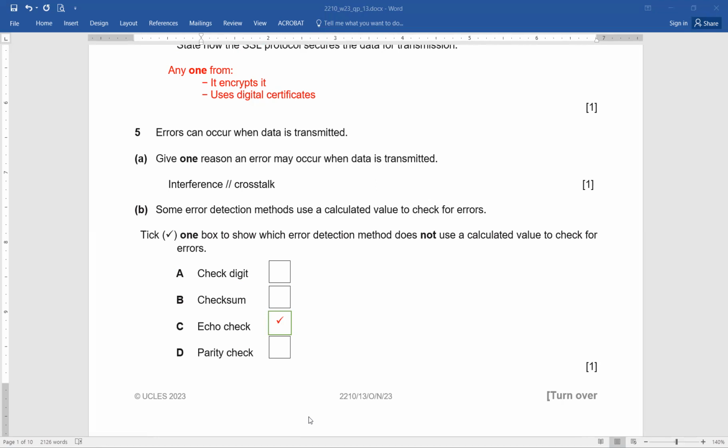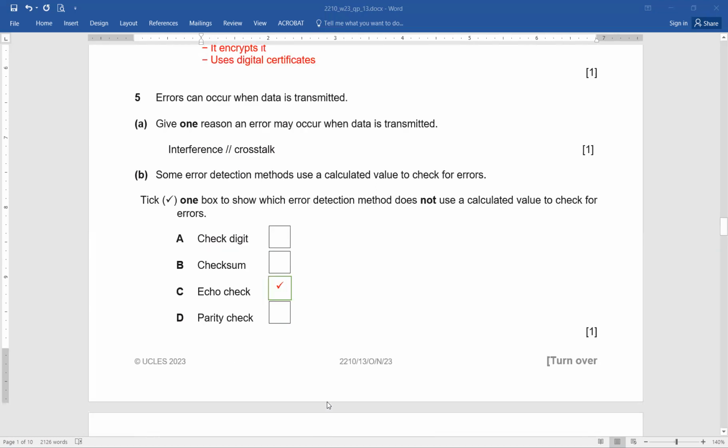Checksum also we have learned it's performing some sort of calculations. Although we have not done those calculations, but algorithms are there which are to perform calculations or to find out checksum. Parity again, we just count the number of ones or zeros. So that is also some sort of calculations are involved. Only echo check is just a means through which data is sent back. Once again, the same data is echoed back, and that is why it is the only correct option. So you will simply tick echo check because this is the only method that does not use a calculated value. Clear? Any questions?